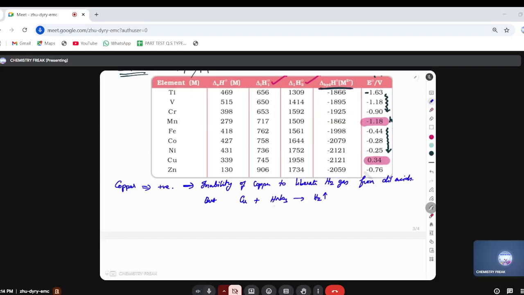Okay, why? Because this is an oxidizing acid. This is an oxidizing agent. That is why. Oxidizing agent. That is why. Okay. Next.